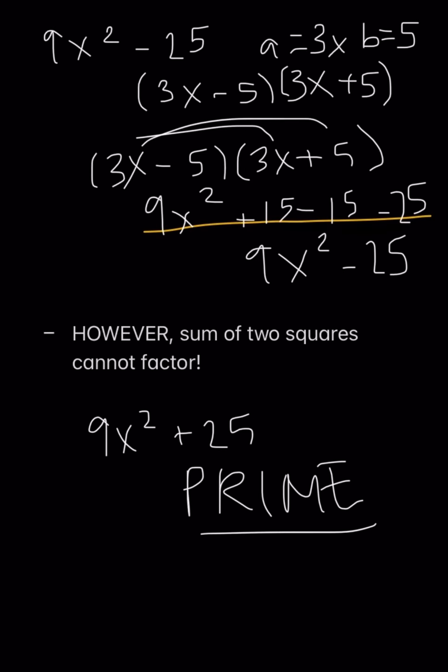However, sum of two squares can never factor. They're prime, which means they're in their reduced form.